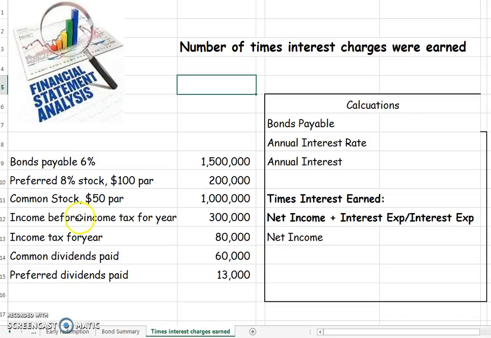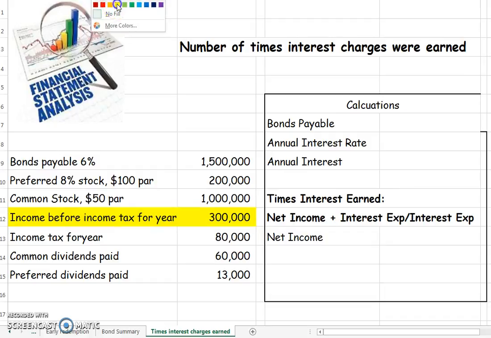So net income is given to us. It's this number, income before income tax for year. That's our net income. So I'm going to drop that in right here. To that number, I'd like to add interest expense.